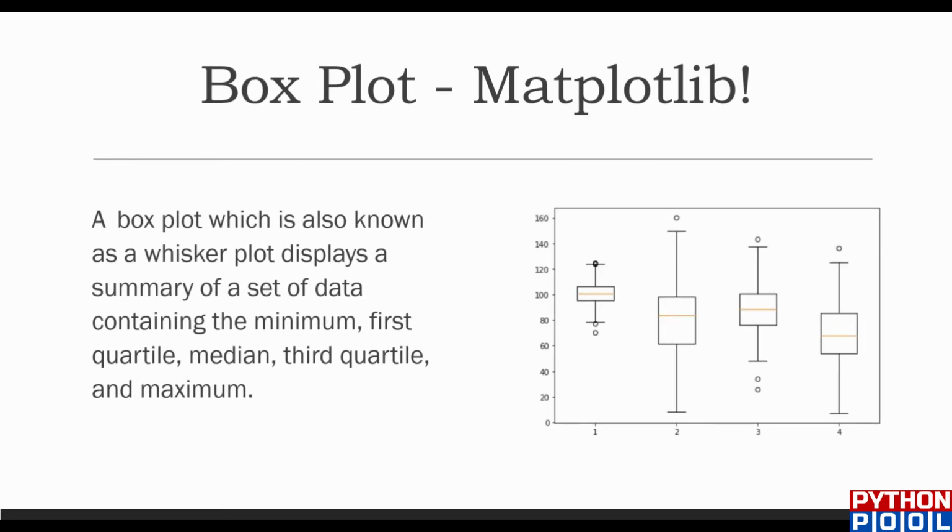So a box plot, also known as a whisker plot, displays a summary of a set of data containing the minimum, first quartile, median, third quartile, and the maximum of the data. So in this type of graph, we have a mean here, median in between, and mode in the last. It is just based on the mean, median, mode stats. So let's see this type of graph in Python.